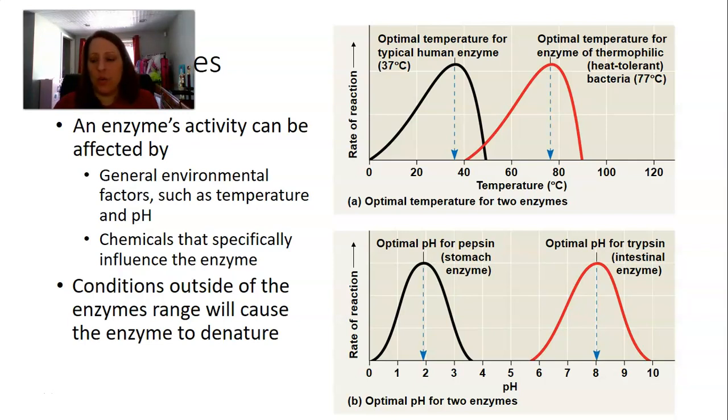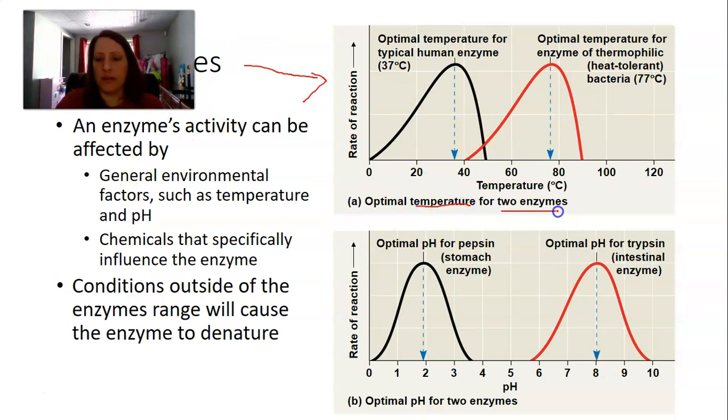Enzymes are going to work best, or they'll be at their optimum performance, in very specific environmental conditions. And if you get out of the range for an enzyme, then the enzyme's activity or productivity will decrease. Okay? So let's look at these examples here. In the first graph here, we're talking about temperature.